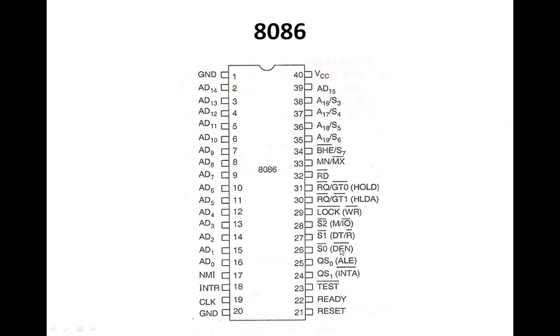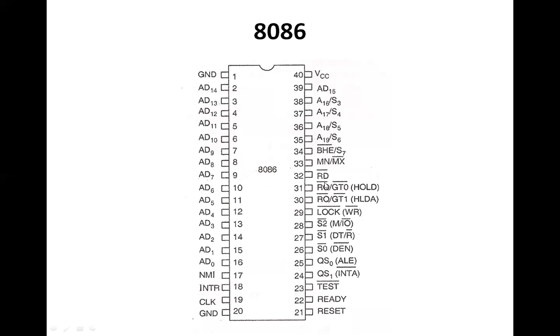So whatever signals are written within the bracket, such as INTA, ALE, DEN, DT/R, memory input output, write, HLDA, hold, all these signals will be used at pin number 24 to pin number 31 if 8086 is working in minimum mode. Otherwise, if 8086 is working in maximum mode, then pin number 24 will be working as a QS1 pin, then QS0, and so on.